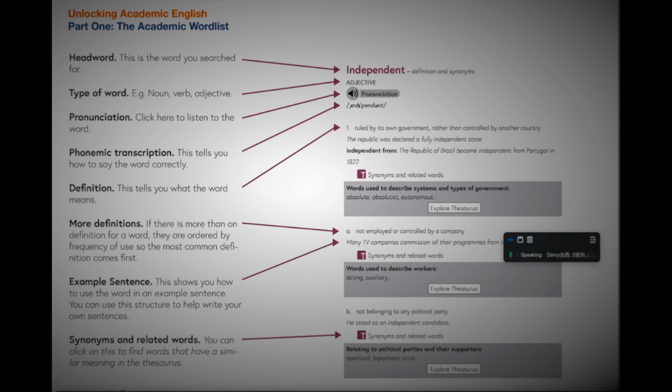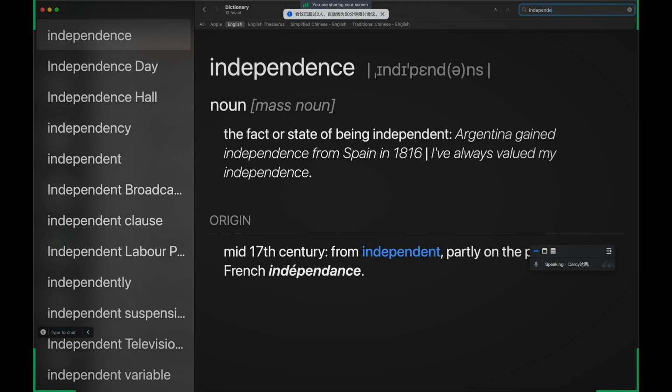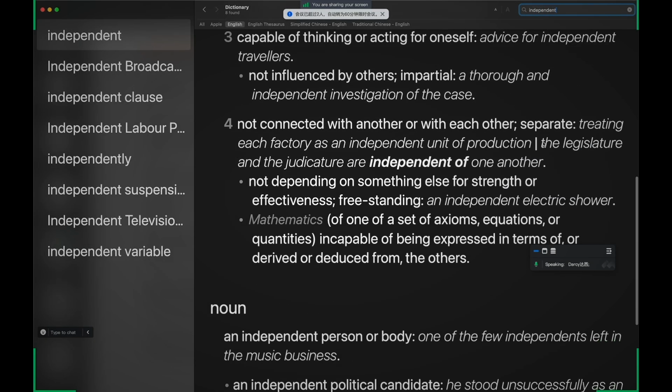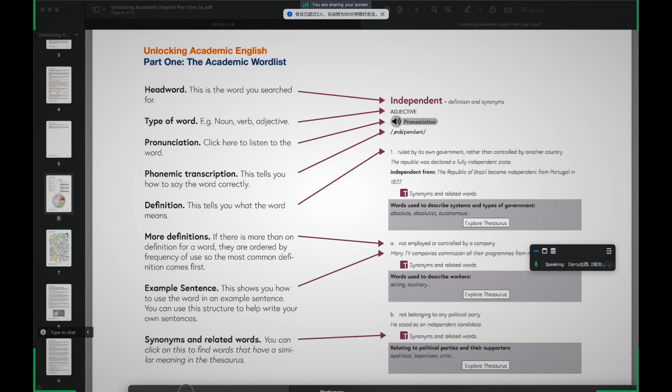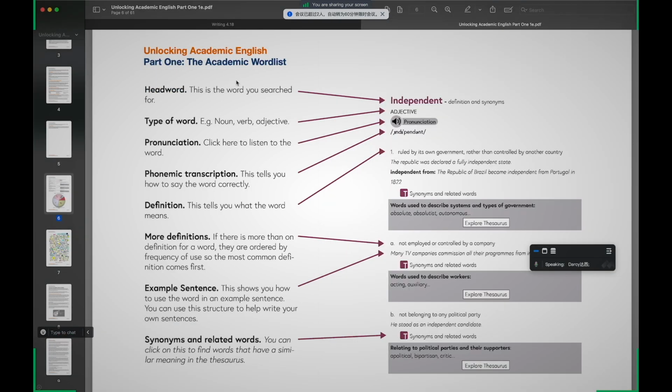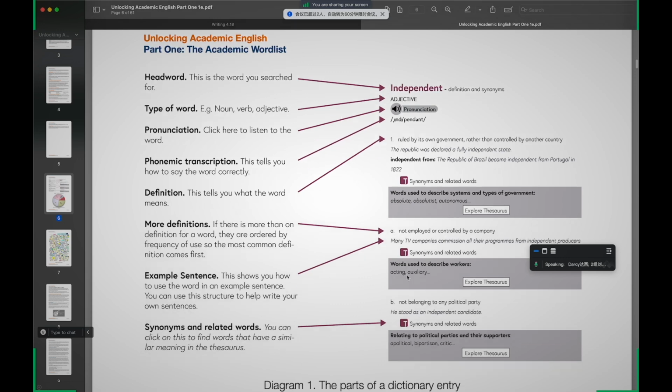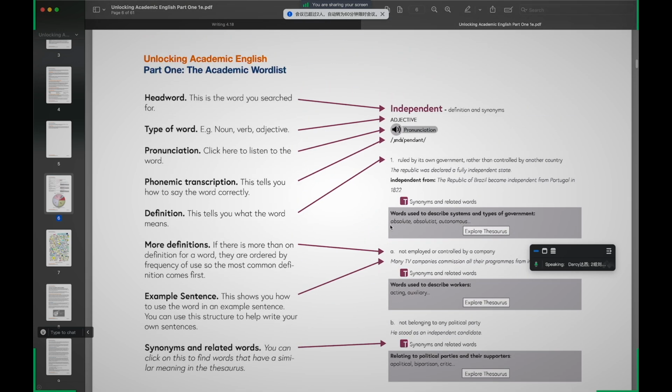So I recommend you become familiar with your Apple Dictionary. Where is my Apple Dictionary here? There it is, right? Your Apple Dictionary. I use it for Chinese quite a bit. When we look into the dictionary, independent, right? The structure of the word. On this page here, it shows us the structure of the dictionary entry, right? This is what a dictionary entry looks like.